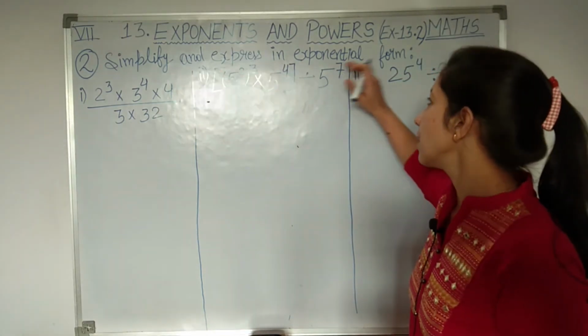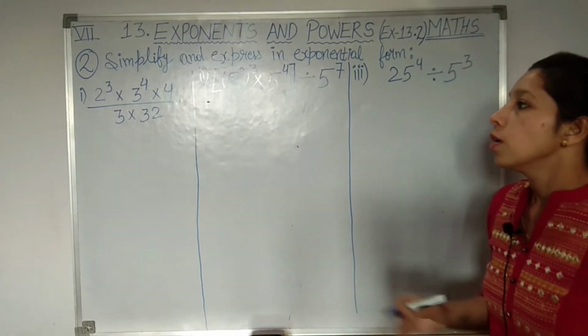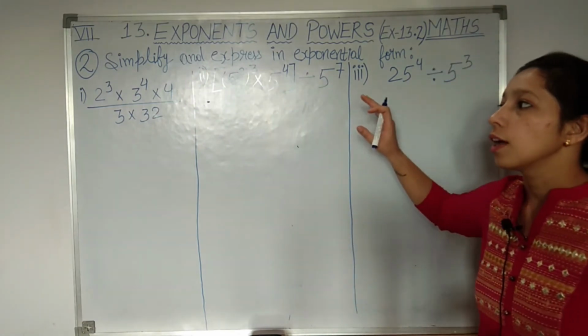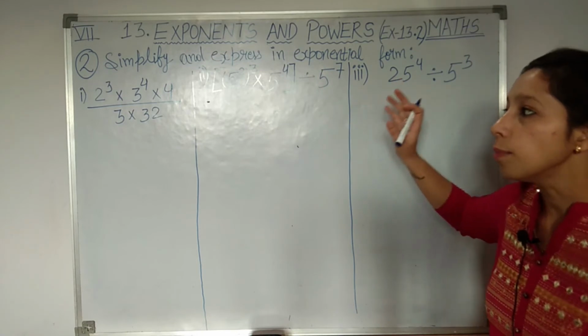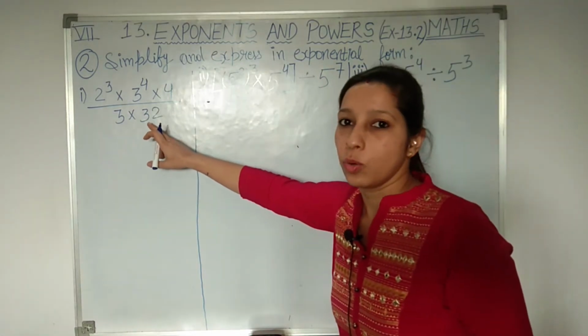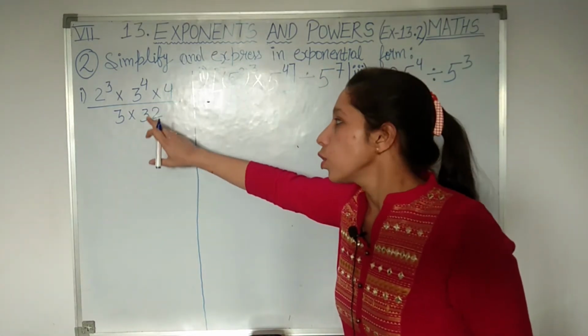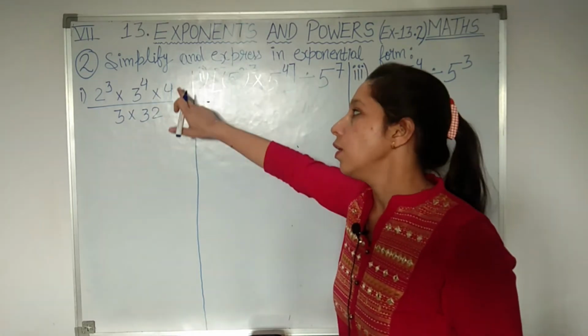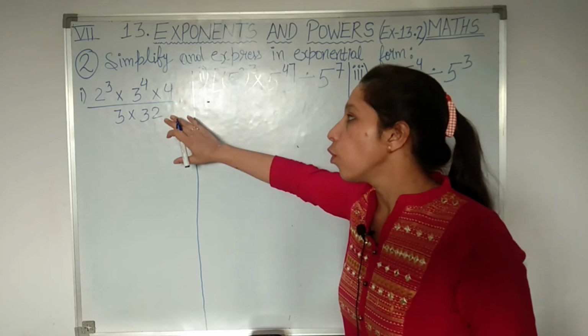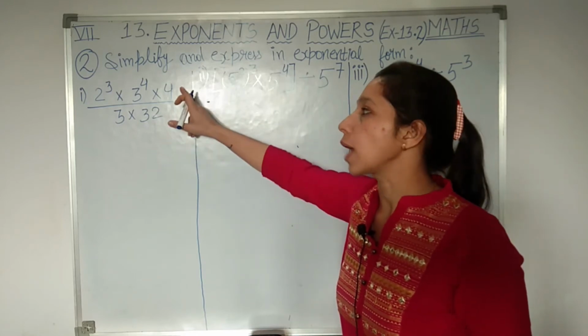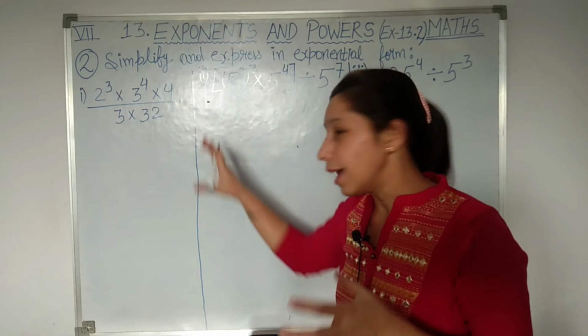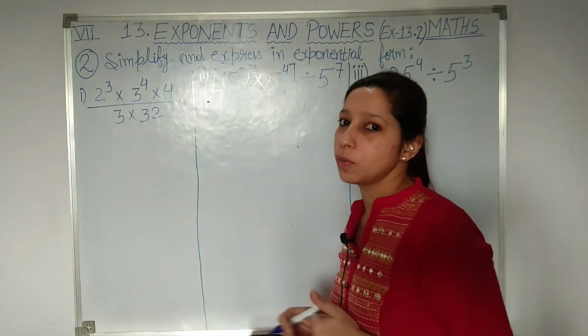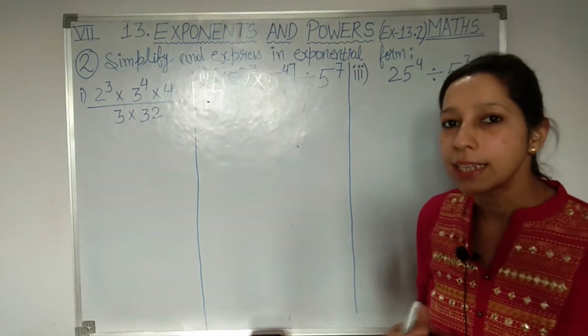Simplify and express in exponential form. So you can see questions are given in exponential notation only, but some numbers are given as it is. As 32 is a whole number, you have to make this 32 also in power notation if it is possible. 4 again is a whole number. So before simplifying it, your work should be to write it in exponential form. And after solving all this, again the answer should be in exponential form only. Let us see students how to do.